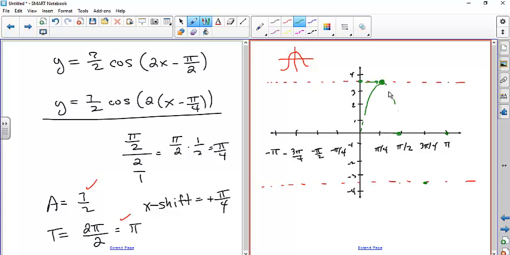I could plot half or plot one period to the right. You see I go through one full period, and this thing's going to be symmetric around the y-axis, so it's going to continue down to the minimum through 0, up to the maximum, back down, something like that.